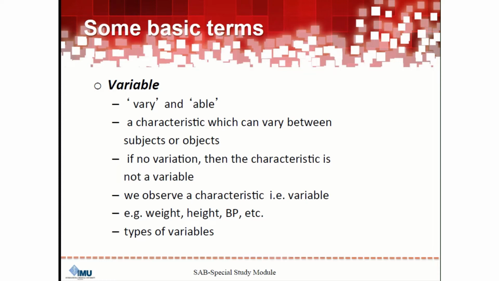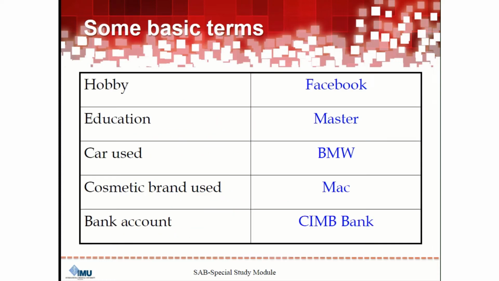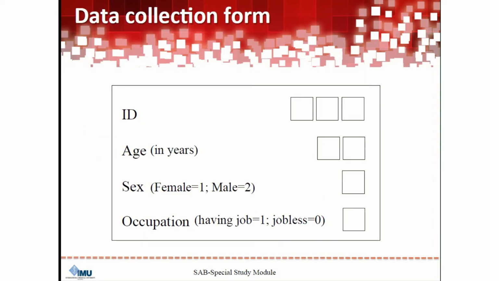So some basic terms which we can use are like hobby. Hobby can be a characteristic. So every person can say something: Facebook, Instagram, or bird watching, all those things. Education can be master or a diploma. Car used, BMW or Viva. Cosmetic brand used, and bank account. Each person can have a different bank account. So these become variables.